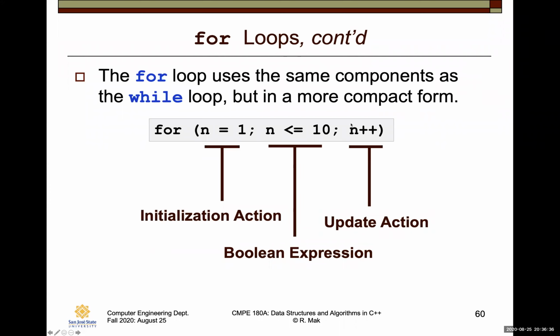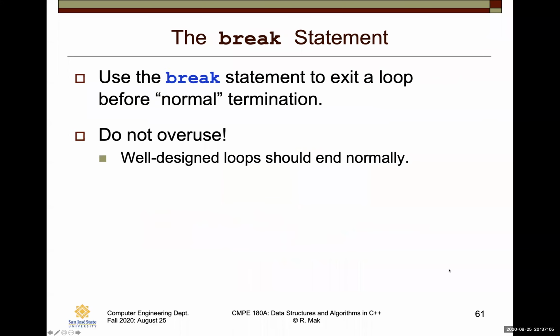And we have to be careful that we sufficiently update the control variable so that eventually the Boolean expression will become false so that we break out of the loop. Otherwise, we'll get stuck in an infinite loop. As you get more practice and accidentally go into infinite loops, you will learn the proper way to write a for statement, a for loop. Okay? All right, and then the break statement.